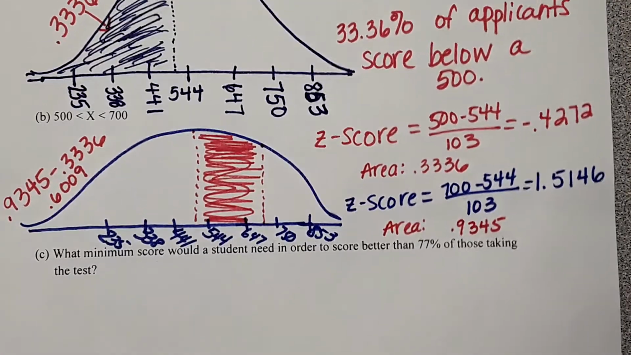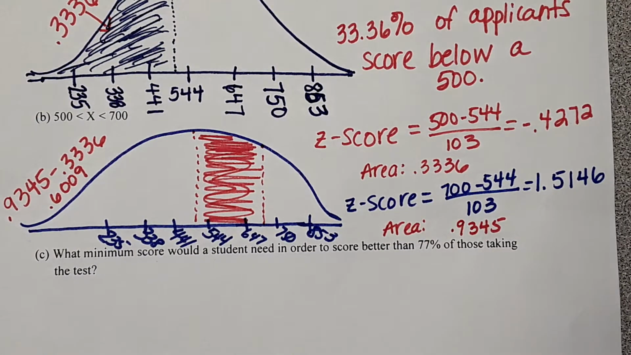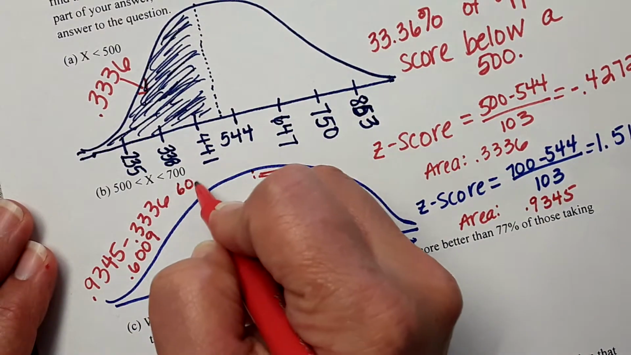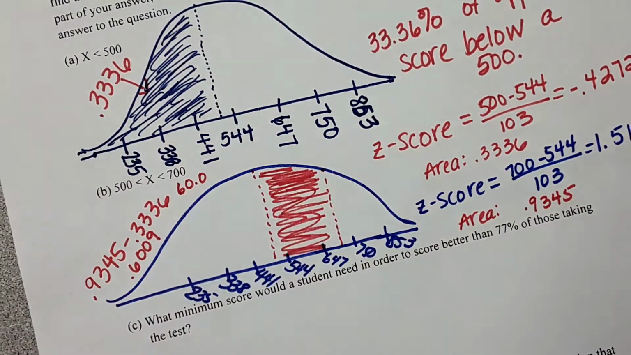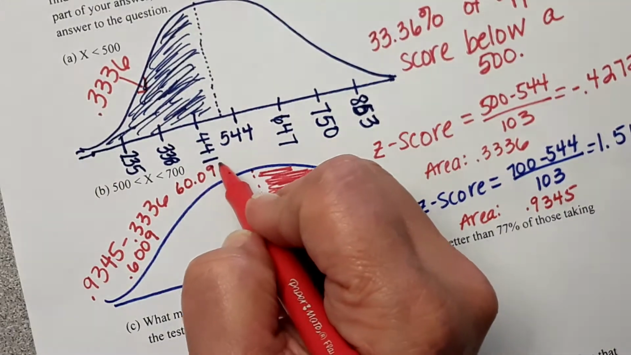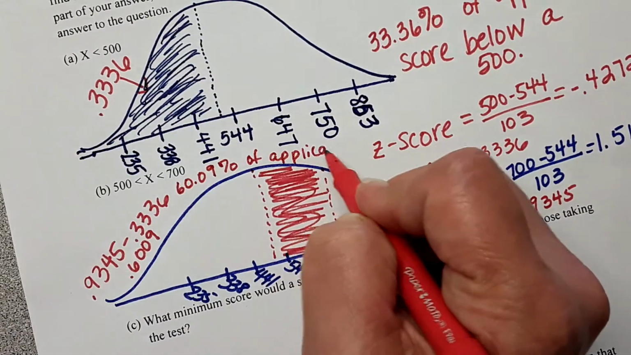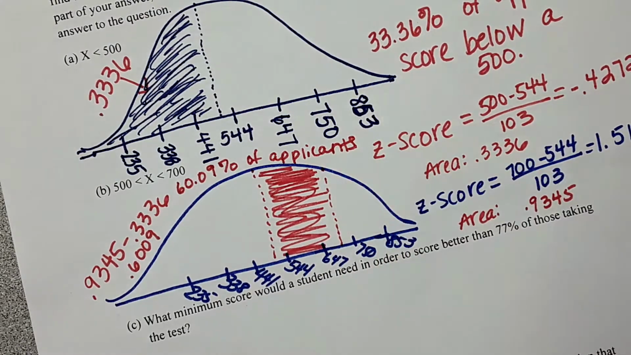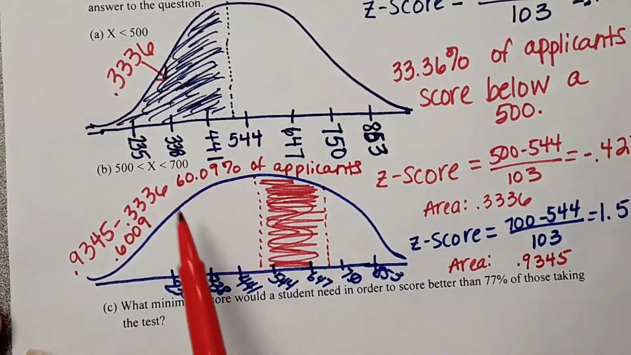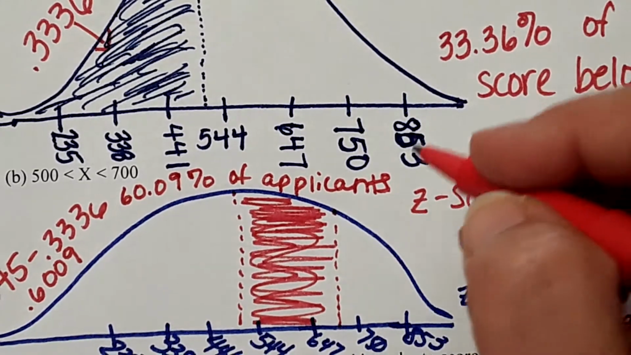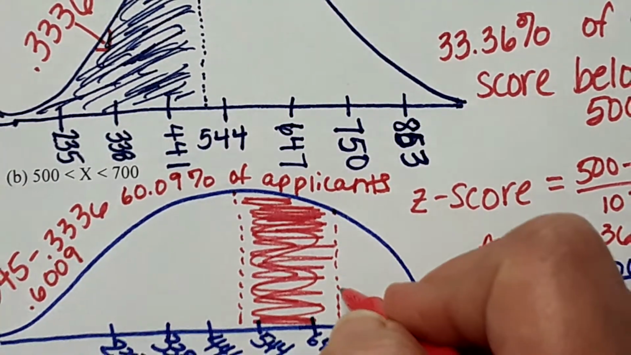So now we just need to write a sentence that I can't fit in there because I write so big. 60.0, and it doesn't matter if you put the 4 or the 9, either one of them is correct. Of applicants. I'm really sorry at home if you can't see what I'm doing. So 60.09% of applicants score between a 500 and a 700.